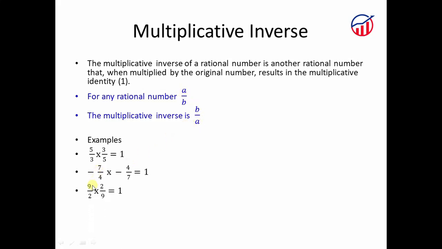Another example, 9 upon 2. What is the multiplicative inverse? Over here, 2 by 9. So 2 and 2 cancel, 9 by 9 cancel, and your answer will be 1. And finally, a negative number once again. What is the inverse over here? 6 upon 11, with the negative sign as well, so minus into minus will become plus. These two are going to cancel out, and the answer will be 1. So in all the cases, when you multiply with the reciprocal, the answer will be 1. This is the multiplicative inverse property of a rational number.